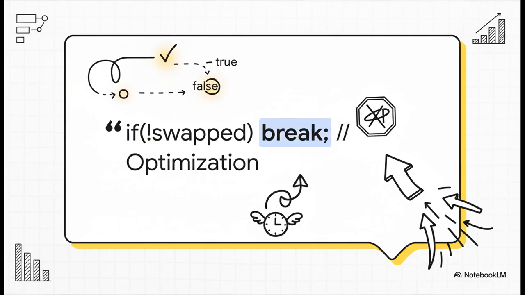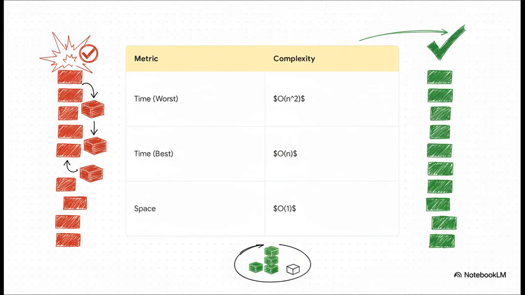You see that swapped variable? It starts as false, and we only flip it to true if we actually make a swap. Then at the very end of the pass, that line right there, if not swapped, break. That is the genius move. It's the algorithm's way of knowing when to call it a day, and it can save a ton of unnecessary work. And that optimization totally changes its report card. Yeah, in the worst-case scenario, like a list that's sorted in reverse, it's still slow, O of n squared. But what about the best case? A list that's already sorted.